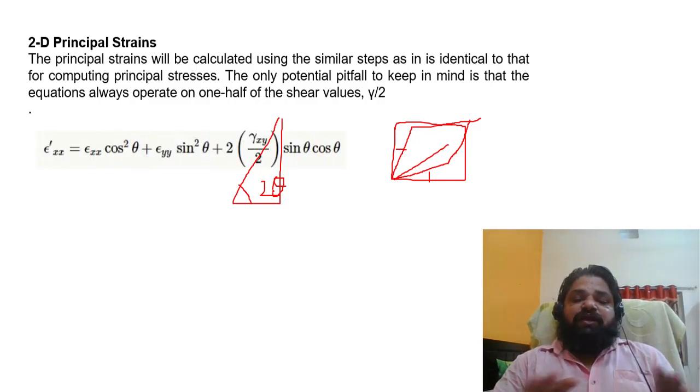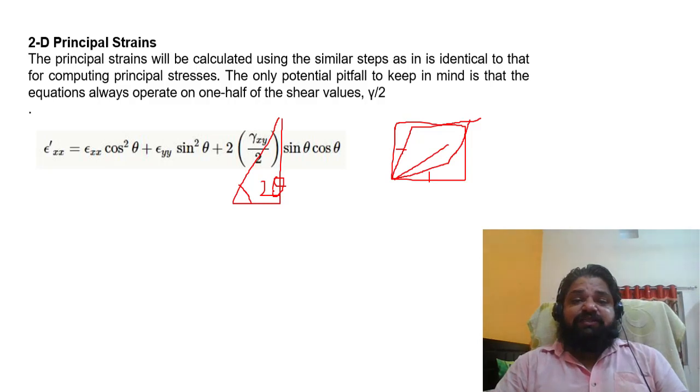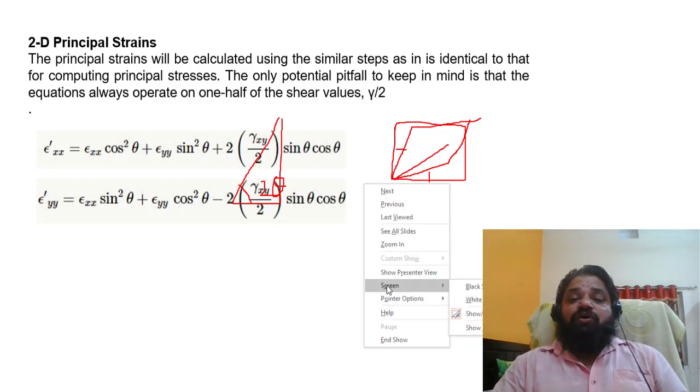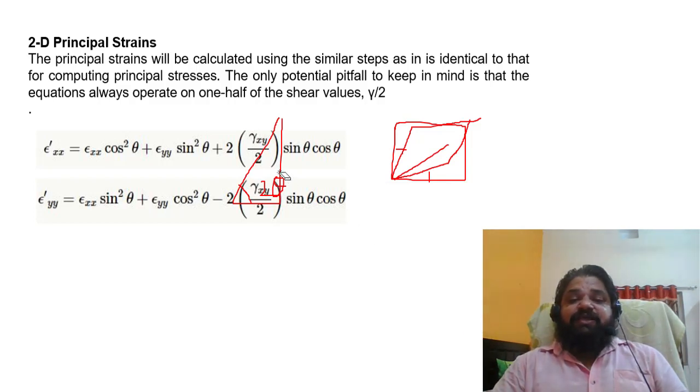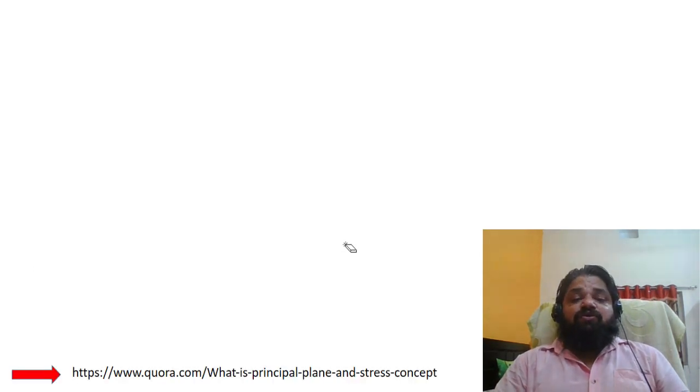So it will also follow a similar kind of expression: epsilon x cos square theta, epsilon y sin square theta, in similar form. Instead of 2 tau, we have 2 times gamma xy by 2. So everything will be the same, except this part is going to change. That means tau will be replaced by gamma xy by 2. This is all about principal stress and principal strain and the analytical method to discuss them.